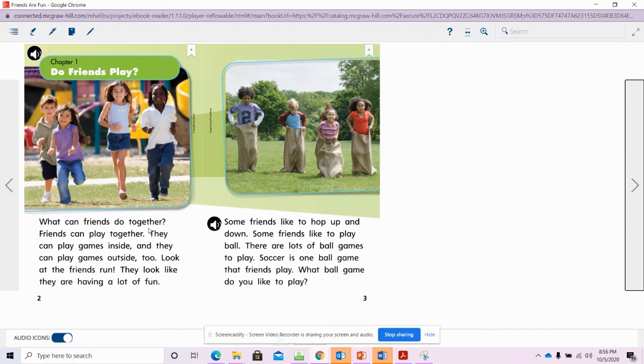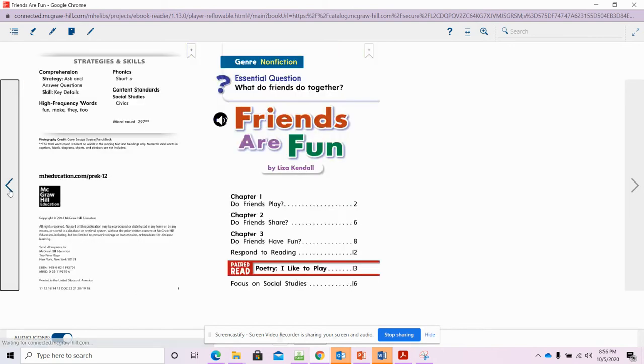What can friends do together? Friends can play together. They can play games inside and they can play games outside too. Look at the friends run. They look like they are having a lot of fun. Ooh, so remember that question. What do friends do together?